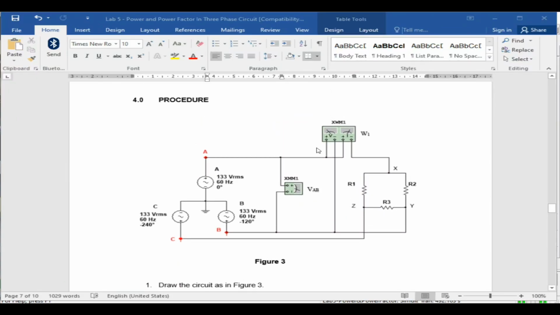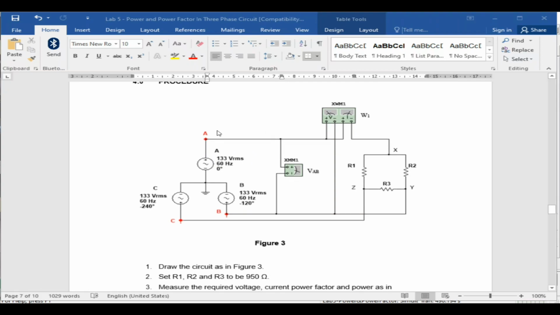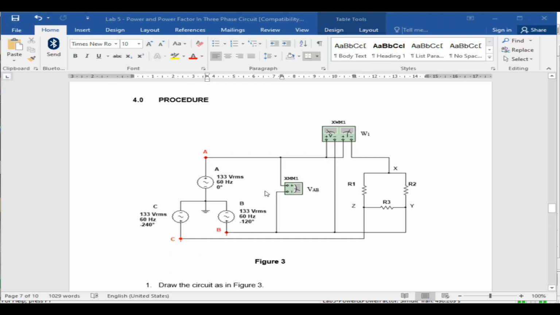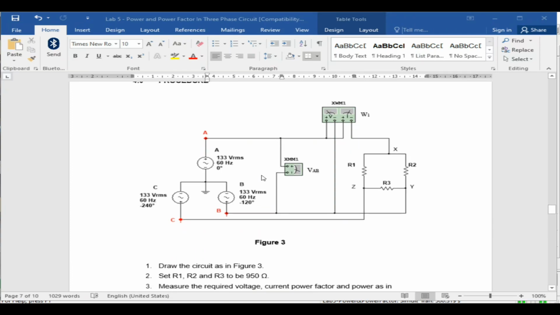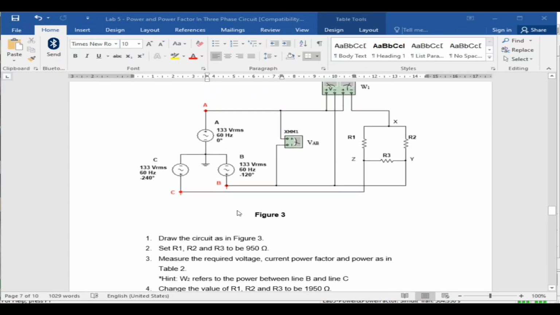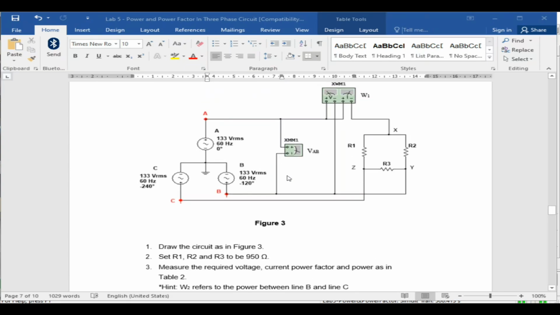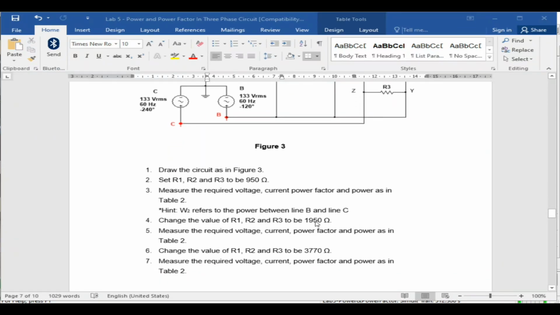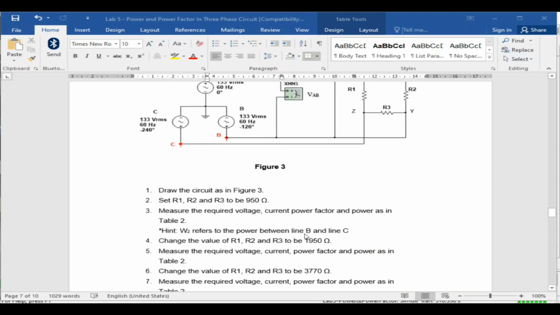In this lab experiment, Lab 5, power and power factor in three-phase circuit, we are given an example of a three-phase circuit and we have to follow the procedure to conduct this lab experiment. So basically we have to draw the circuit in Multisim and set R1, R2 and R3 to 950 ohm, 1950 ohm and 3.77k ohm respectively.